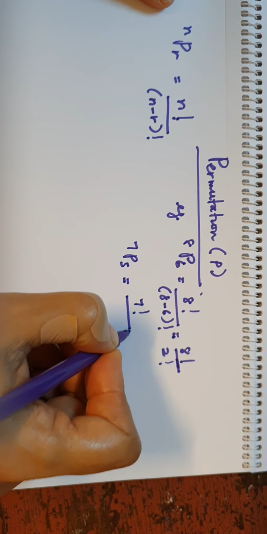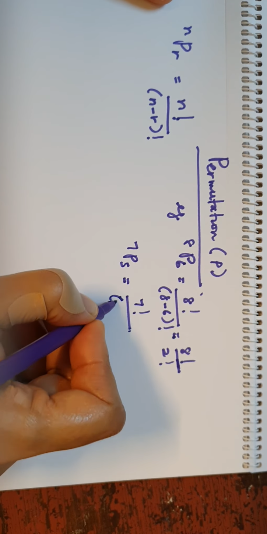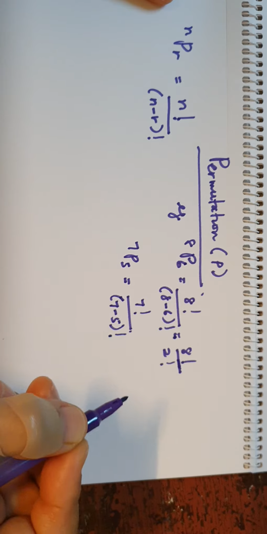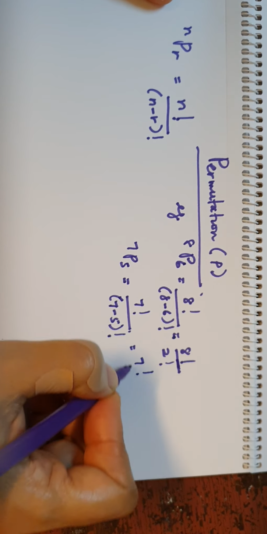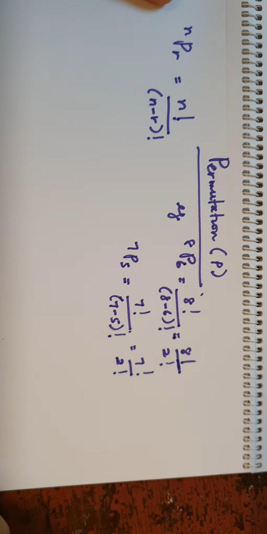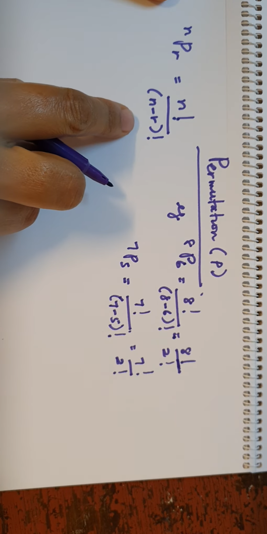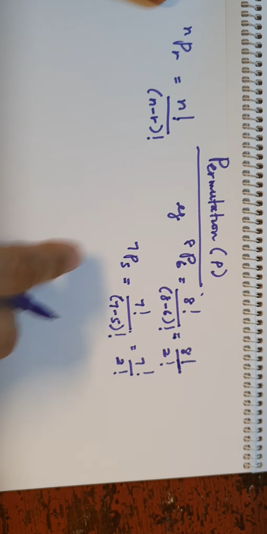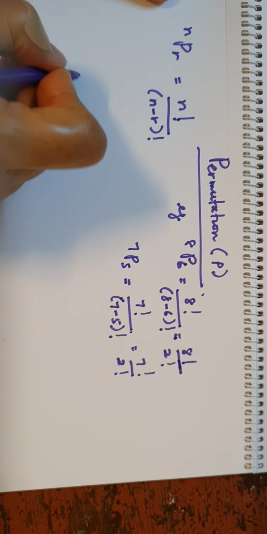7 factorial over (7 minus 5) factorial. So you have 7 factorial divided also by 2 factorial. Can you see that? Okay, but this part is very interesting. Once you understand a little bit about factorial, you can expand it a little bit.